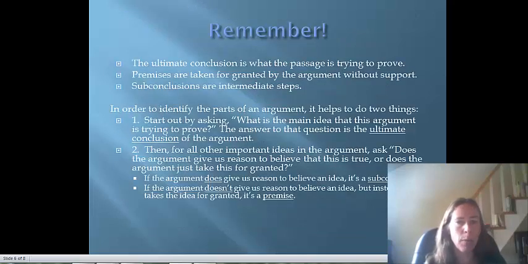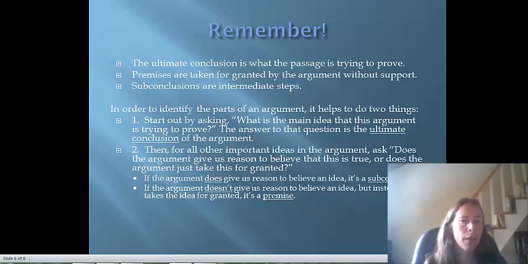So here's our little summary. The ultimate conclusion is what the passage or the statement is trying to prove. Premises are taken for granted by the argument, but without any evidence or support. That's just the taken for granted bit. And subconclusions are intermediate steps that help you on the way.